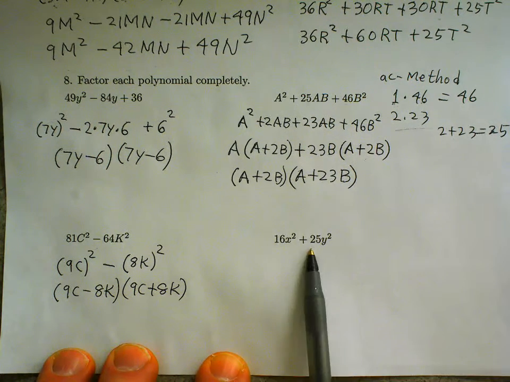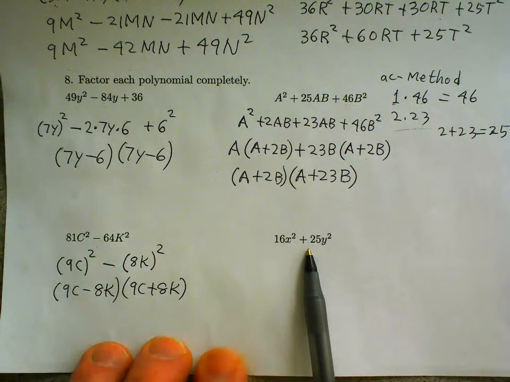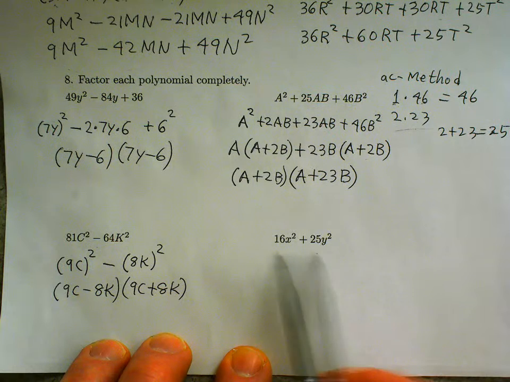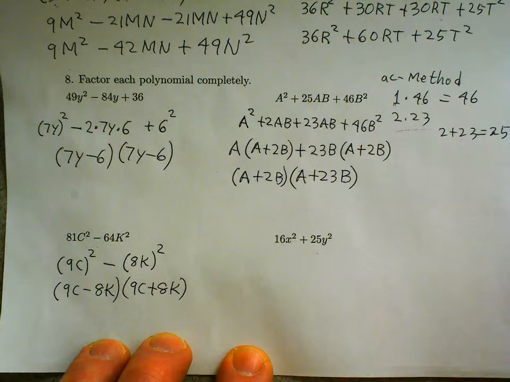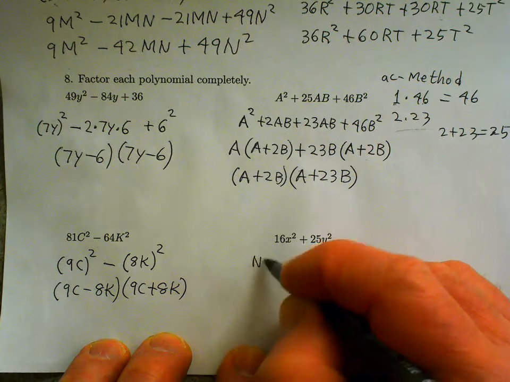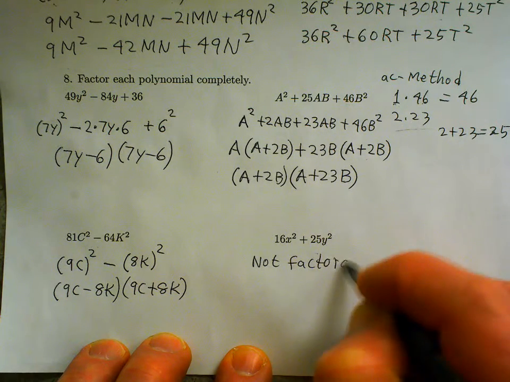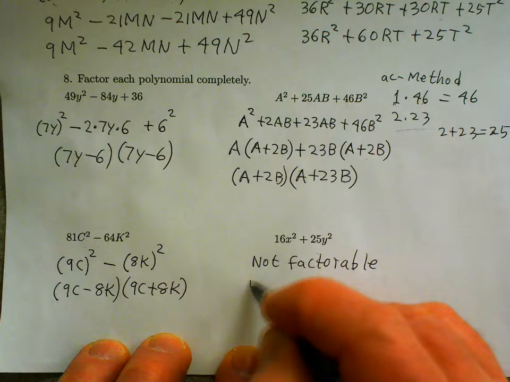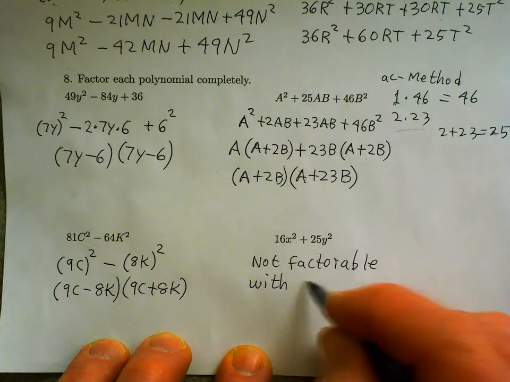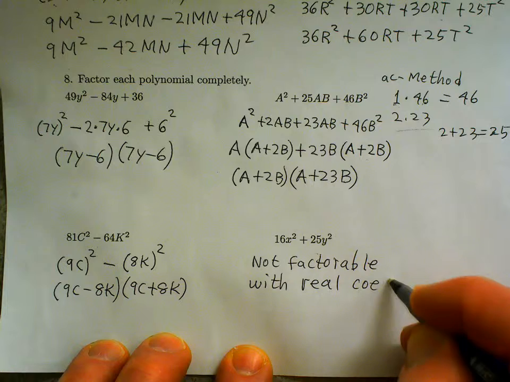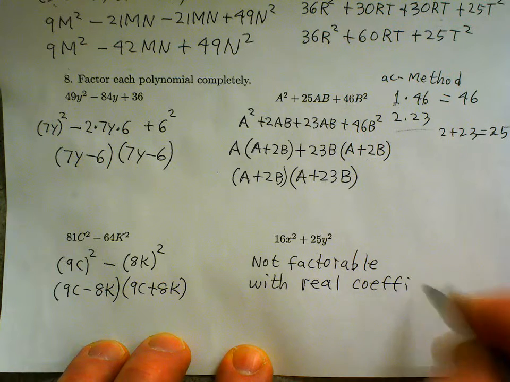Okay, the next one, a sum of squares. We need numbers that are non-real numbers to factor a sum of squares. So we'll just say not factorable with real coefficients, that are real numbers.